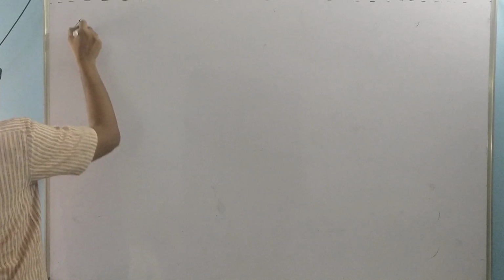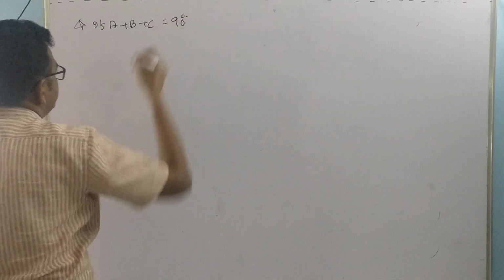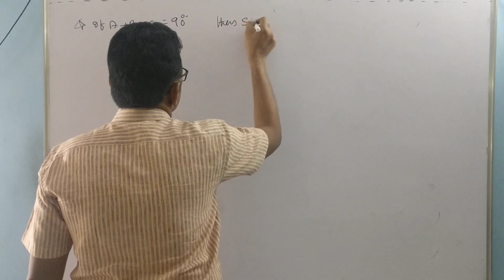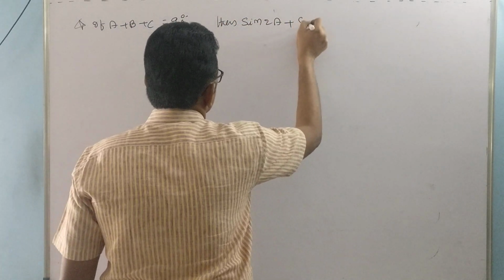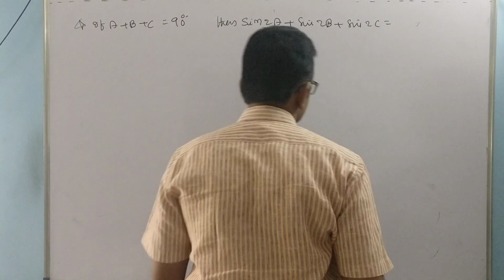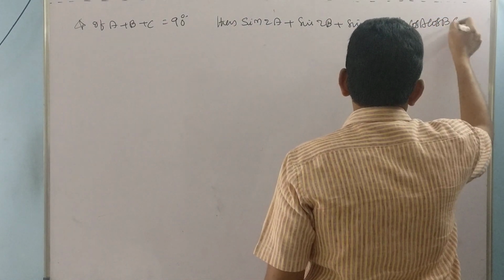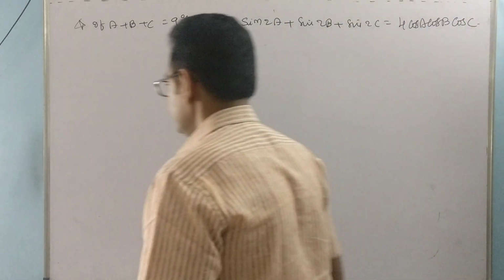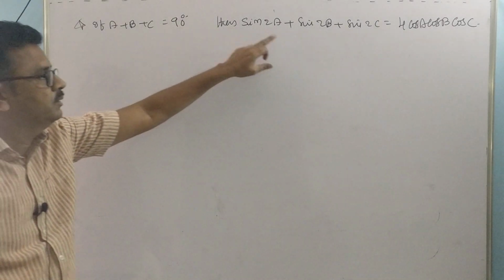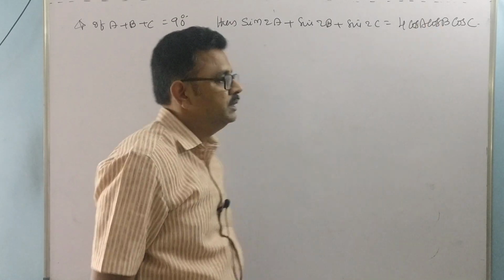Also we have one result. If A + B + C equals π/2, meaning 90 degrees, then sin 2A + sin 2B + sin 2C is equal to 4 cos A cos B cos C. This is one result.